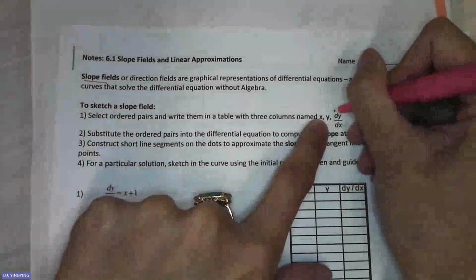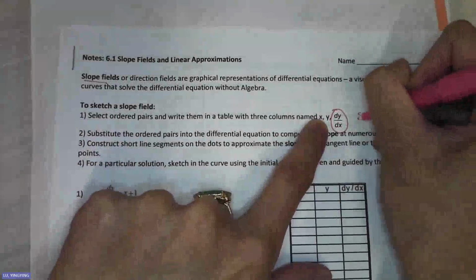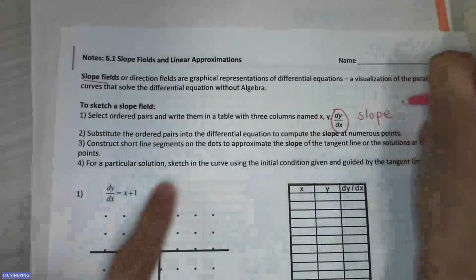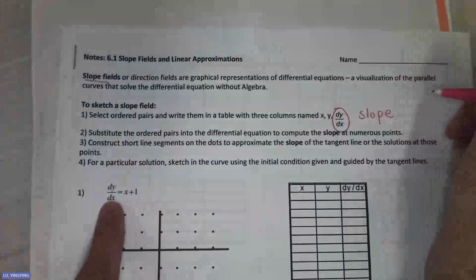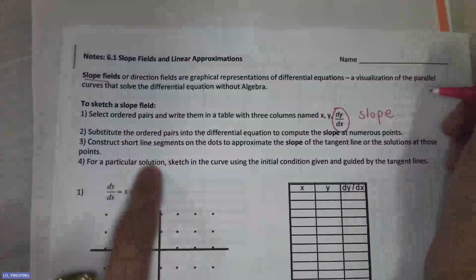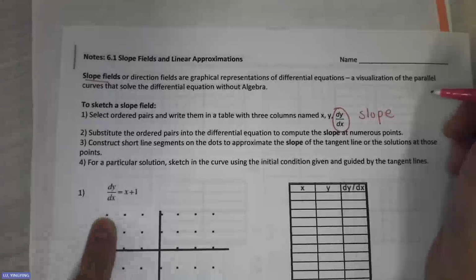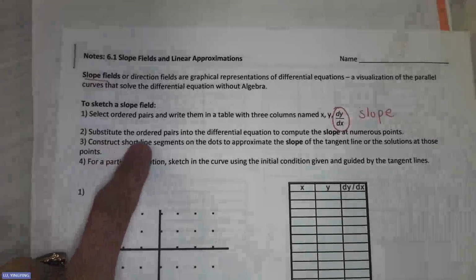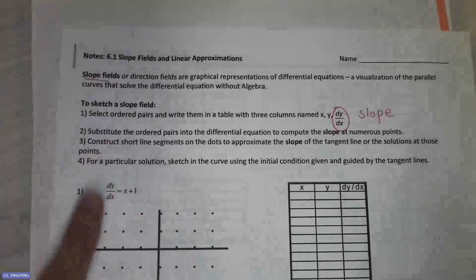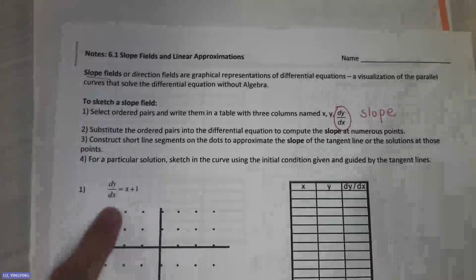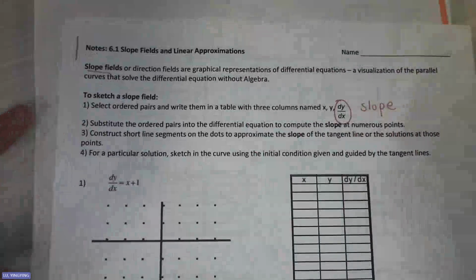This thing, dy/dx, that is the slope, right? They will give you an equation. This is the differential equation, dy/dx equals something. That is the slope equation. All you need to do is plug x values and y values into the equation, and that will be your slope, and you're going to draw them.